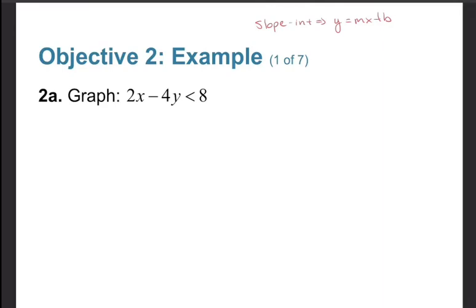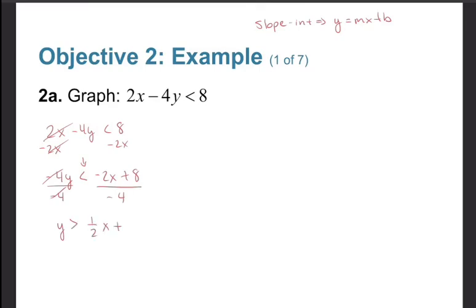So we have 2x minus 4y less than 8. Minus 2x, minus 2x. This cancels that. So now I have negative 4y is negative 2x plus 8, divided by negative 4 everything. Remember, divided by negative 4, so that means this is going to flip. So I have y is greater than 1/2 x plus 2. And that's our slope-intercept form equation.